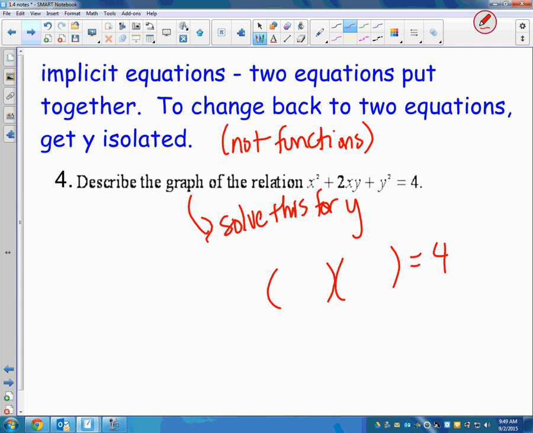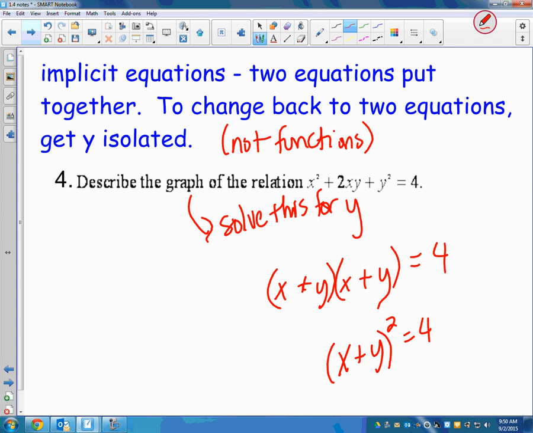So if I undid FOIL here, do you agree to get x squared, I would just put x and x here? And to get y squared at the end, if you thought about foiling, it's really not hard to undo the FOIL here. To get y squared would just be y and y. And to get 2xy in the middle, what would I need my signs to be? Plus and plus. Okay, that's a perfect square trinomial. That's the same as saying x plus y squared equals 4.